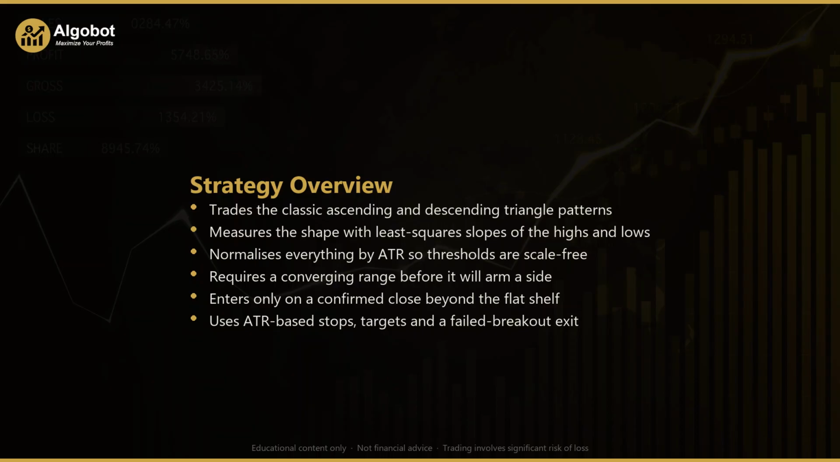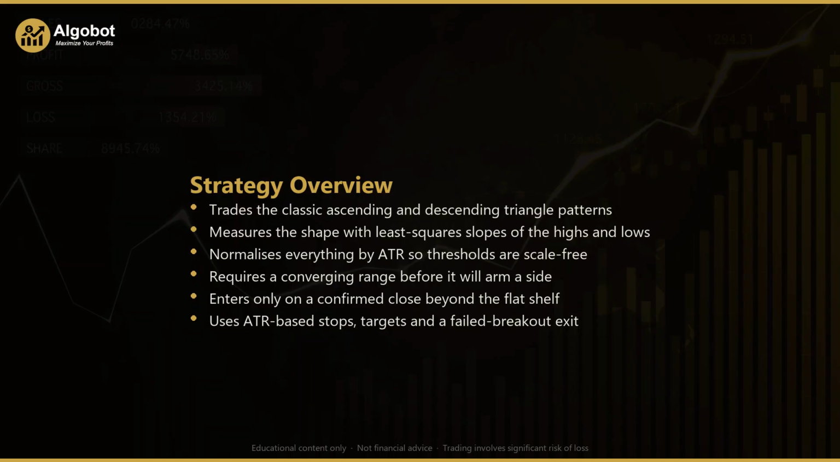To measure the shape objectively, the strategy fits a least squares regression line to the bar highs and another to the bar lows. The slope of each line tells it whether that boundary is flat, rising, or falling. Because raw slope values would mean different things on different symbols, both slopes are divided by the average true range. So the thresholds are expressed in ATR per bar and stay scale-free across markets and time frames.